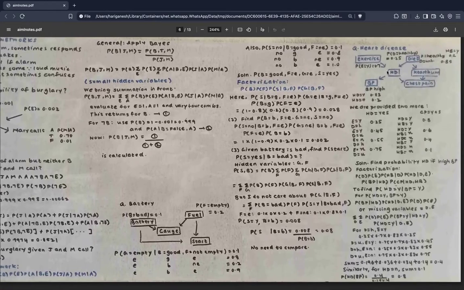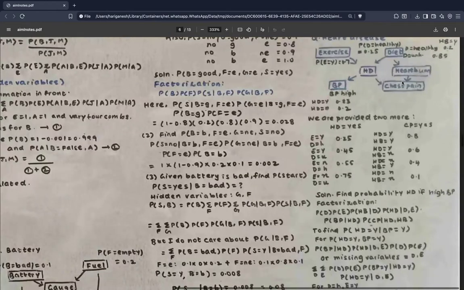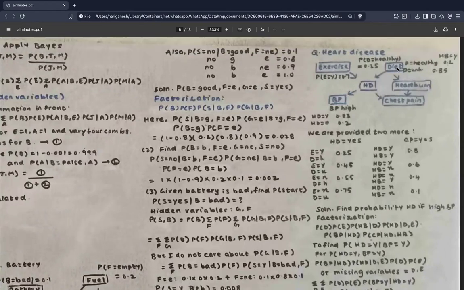The final example for this is heart disease. And again, we have a bunch of dependencies, right? Exercise and diet are what heart disease depends on. But also we have heartburn here. Heartburn depends on diet. BP depends on heart disease. Chest pain depends on heart disease. Heartburn also directs chest pain. So there's a bunch of probabilities here.